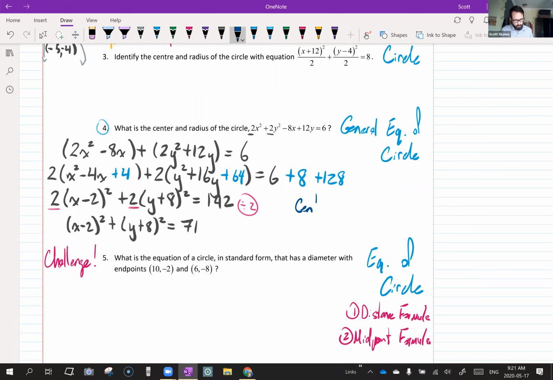The center, you can read it straight from the equation. It's 2, negative 8. The radius is just the square root of this 71. So I'll just say root 71. How is that? Anyone have any questions on that? I'm going to be doing a lot of questions today, as many as I can possibly fit in.